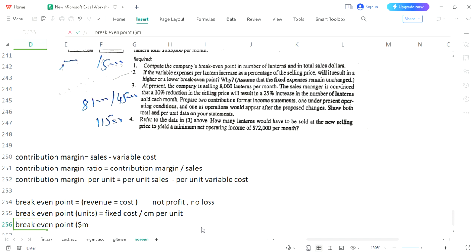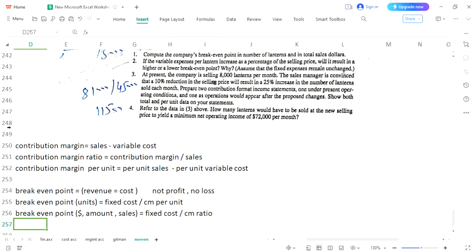or in terms of amount or in terms of sales. So this is break even point in terms of sales. How do you calculate? You will take your fixed cost and divide it by CM ratio. The ratio has also been calculated. You can see over here contribution margin ratio by dividing contribution margin by its sales.